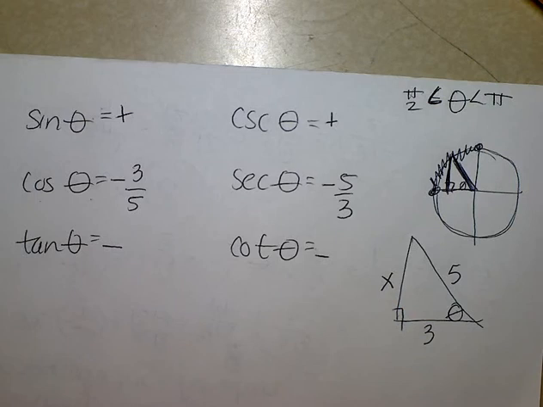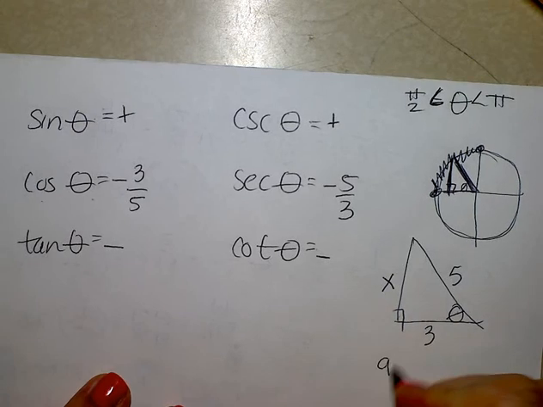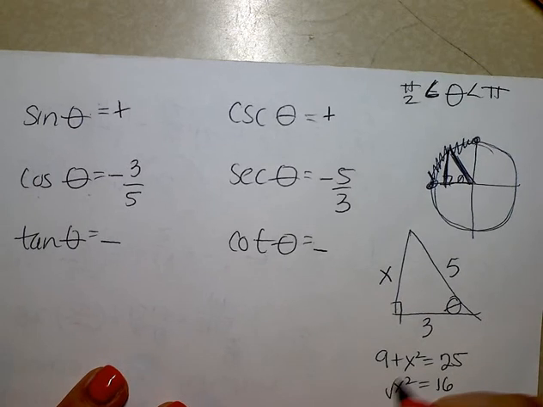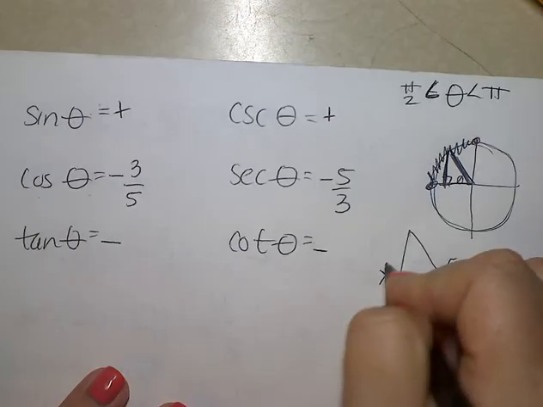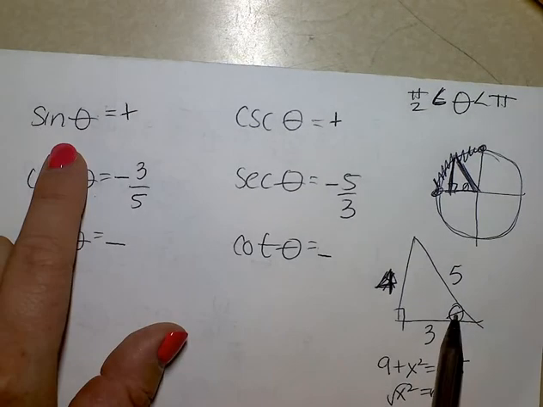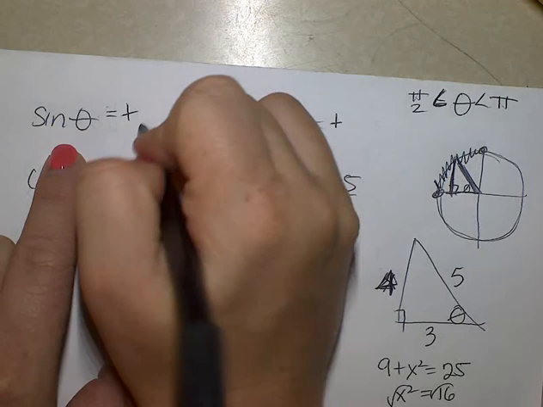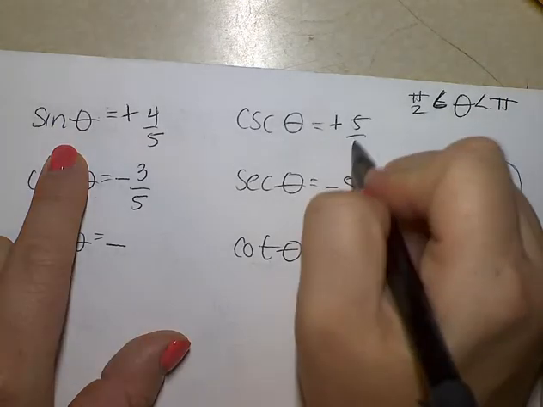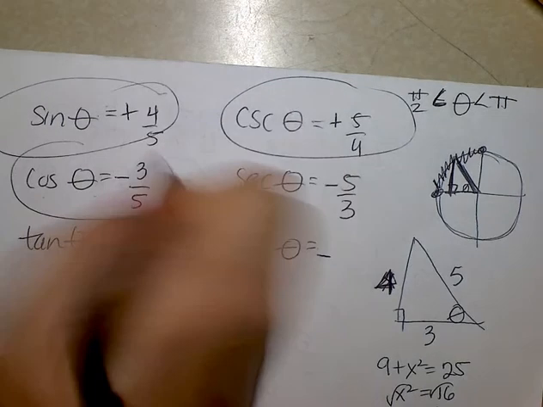Okay, Fabio, what did you get? 4. Good. So we have 3 squared plus x squared equals 5 squared. I subtract 9 to get 16. Take the square root of it to get 4. Nice job. Put a 4 here. So let's go up to sine. Sine means opposite over hypotenuse. 4/5. Reciprocal, 5/4. Done, done, done, and done.